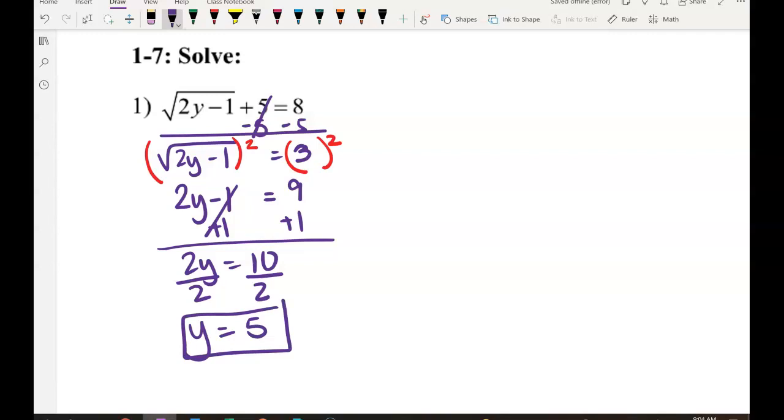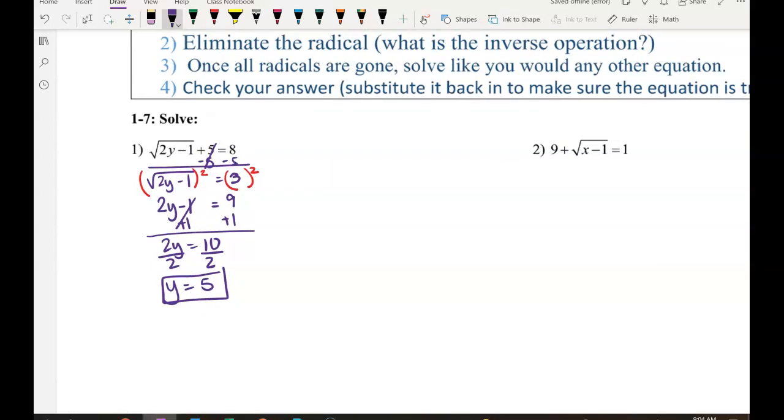So we're going to plug it in. 2 times 5 is what? 10 minus 1. 9. Square root of 9. 3 plus 5. Can we keep it? Yes. Let's move on to number 2. Actually, I'm going to give you a minute head start, number 2. Okay. Minute head start. Go ahead and work on 2 for me.